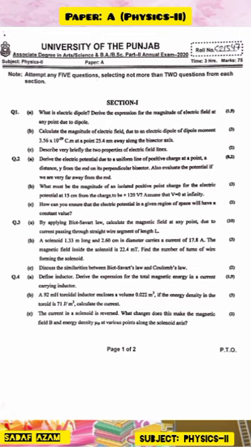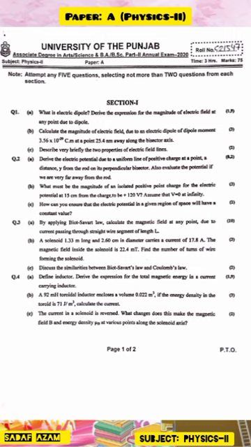Section 1. Question number 1A. What is electric dipole? Derive the expression for the magnitude of electric field at any point due to dipole. B. Calculate the magnitude of electric field due to an electric dipole of dipole moment 3.56 × 10^-29 coulomb meter at a point 25.4 nanometer away along the bisector axis. C. Describe very briefly the two properties of electric field lines.